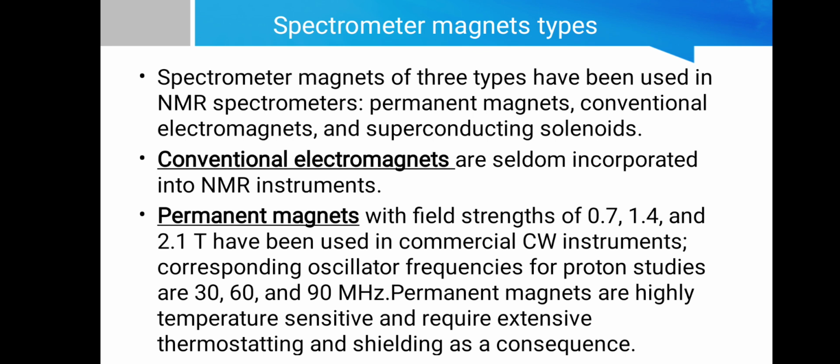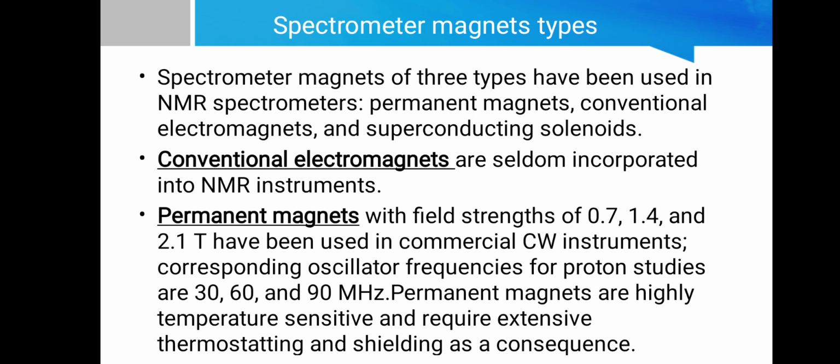Spectrometer magnets of three types have been used in NMR spectrometers: permanent magnets, conventional electromagnets, and superconducting solenoids. Conventional electromagnets are seldom incorporated into NMR instruments. Permanent magnets with field strengths of 0.7, 1.4, and 2.1 Tesla have been used in the commercial CW instruments.